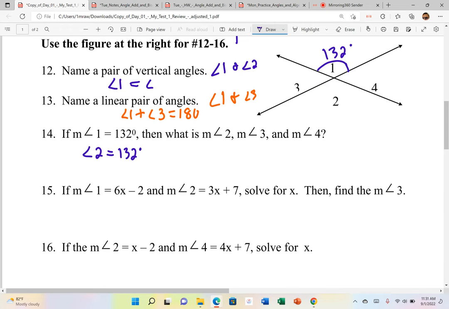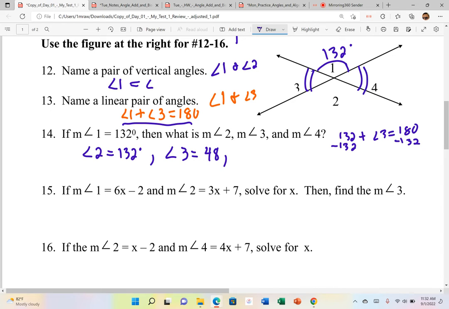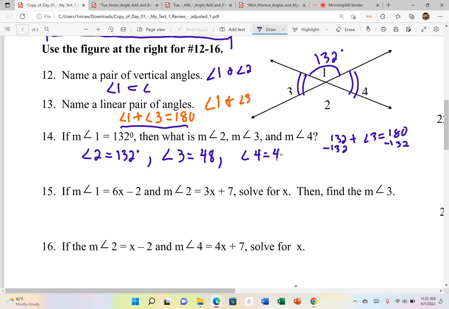Angle 1 and angle 3, we just said that relationship there, right? So 132 plus angle 3 equals 180. Subtract 132, and we get angle 3 is equal to 48. And then last but not least, we're looking for angle 4. Angle 3 and angle 4 are vertical angles, right? So angle 4 is also equal to 48 degrees. See those relationships? That's important to know.